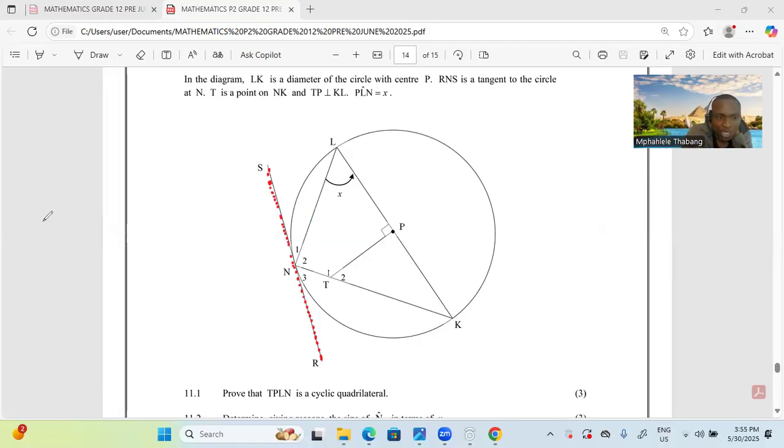So I have to identify my chord. What is my chord? My chord is NR, which means that the angle N3 is the angle between the tangent and the chord. And what do we know about the angle between the tangent and the chord? It is equal to the angle in the other segment. How do you find that angle? You use your chord and subtend your chord. So let us look at the chord NK.